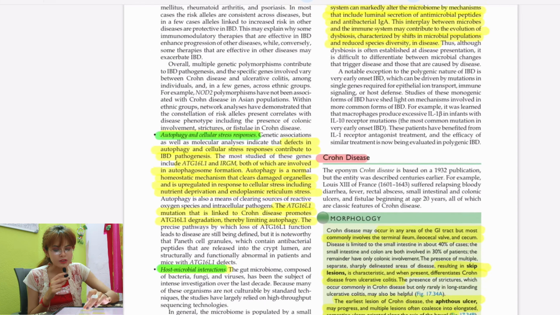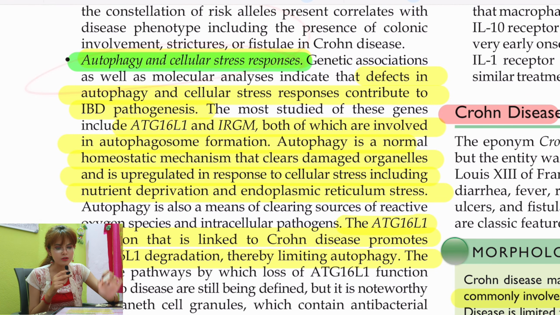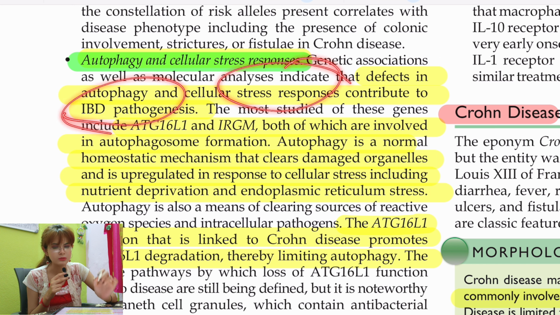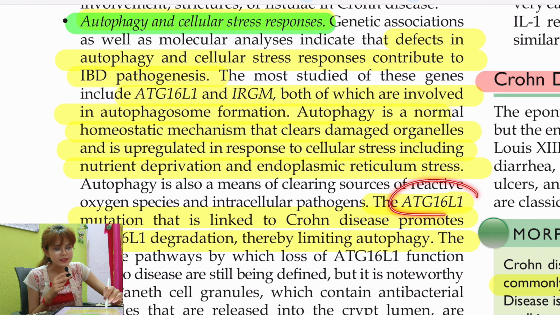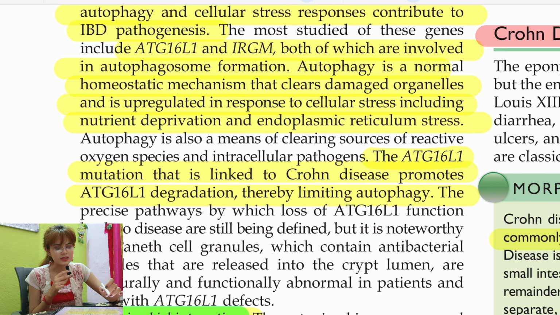Okay. Now, the second mechanism is the autophagy and the cellular response. The defects in the autophagy and the cellular stress response can contribute to this pathogenesis. So, basically, we are learning here the different mechanisms by which there is immune dysregulation happening. Now, there are these genes, ATG16L1 and IRGM, both of which are involved in the autophagosome formation. And this ATG16L1 mutation that is linked to Crohn's disease promotes degradation, thereby limiting autophagy.